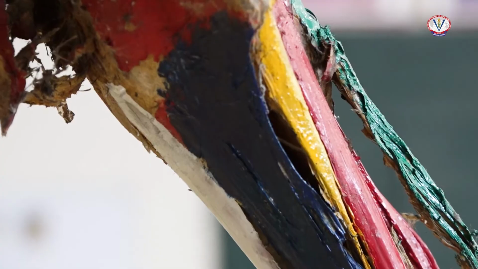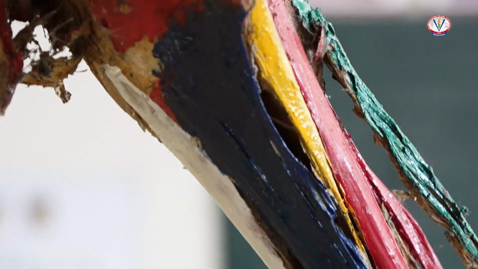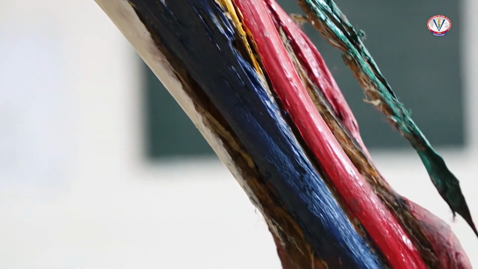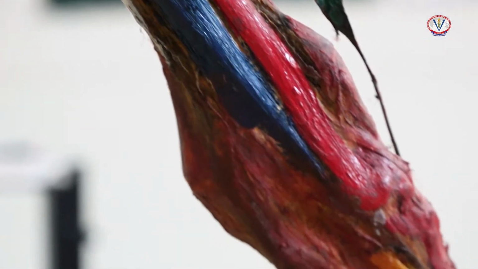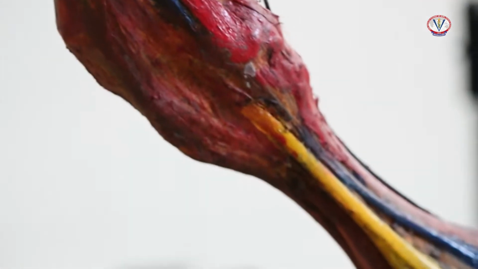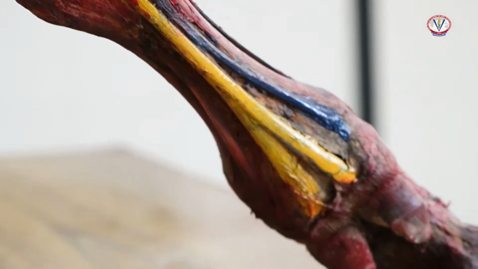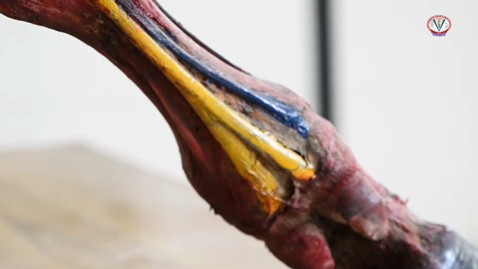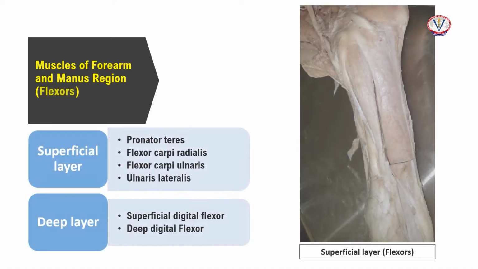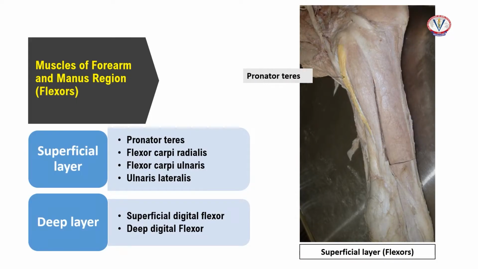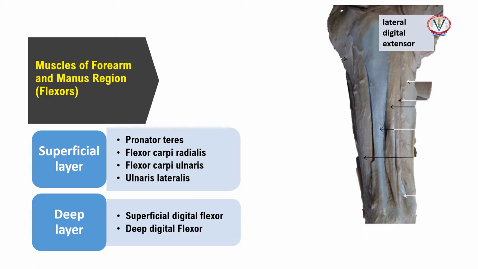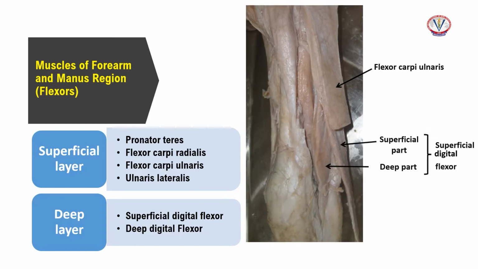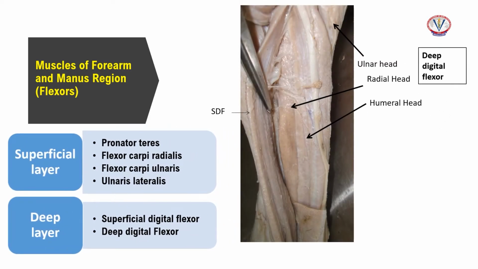The flexors of the forearm and manus are situated on the caudo-medial aspect of the forearm and flex the carpus, digits, or both, and can be grouped into two layers, that is superficial and deep. The superficial layer includes pronator teres, flexor carpi radialis, flexor carpi ulnaris, and ulnaris lateralis, while the deep layer includes superficial digital flexor and the deep digital flexor.